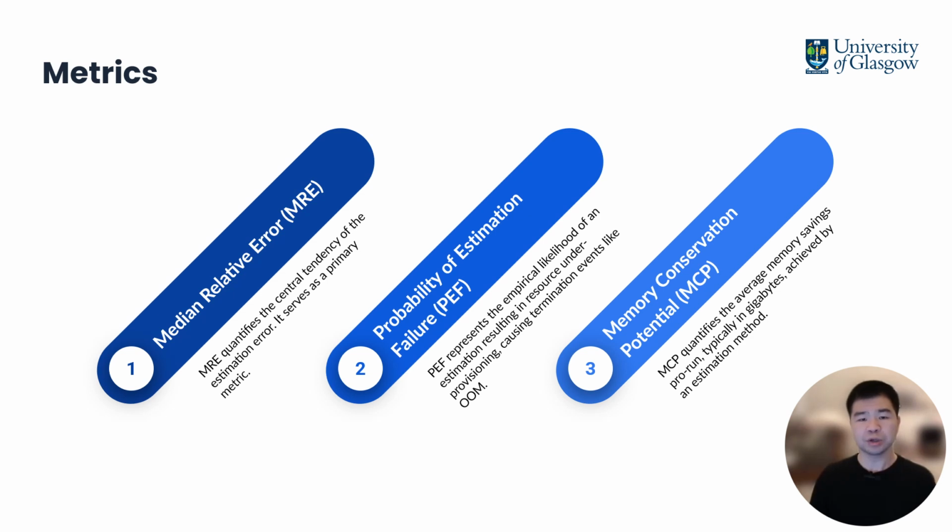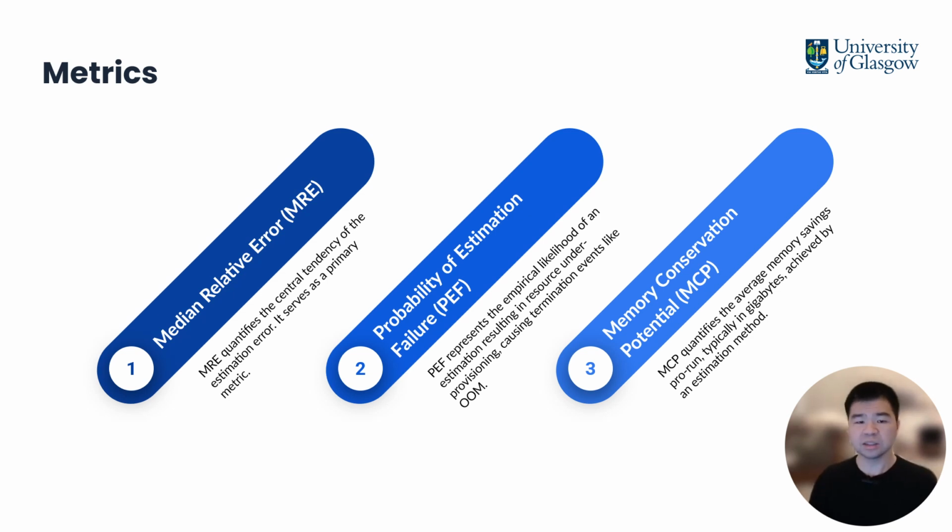There are three core metrics here to evaluate the performance. The first one is median relative error (MRE). This is our accuracy metric. The second one is probability of estimation failure (PF). This is our reliability metric. This is the likelihood of under-provisioning, which causes out-of-memory issues, when we set the estimated GPU memory as the maximum runnable memory for the task. The third one is the memory conservation potential (MCP). This is our benefit metric. It quantifies the average memory saving per run.